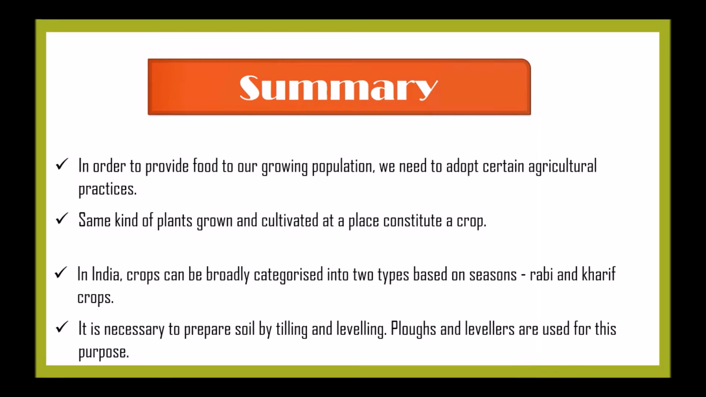In order to provide food to our growing population, we need to adopt certain agricultural practices. Some kind of plants grown and cultivated at a place constitute a crop. In India, crops can be broadly characterized into two types based on seasons, that is, Rabi and Kharif crops. It is necessary to prepare soil by tilling and leveling. Plough and levelers are used for this purpose.